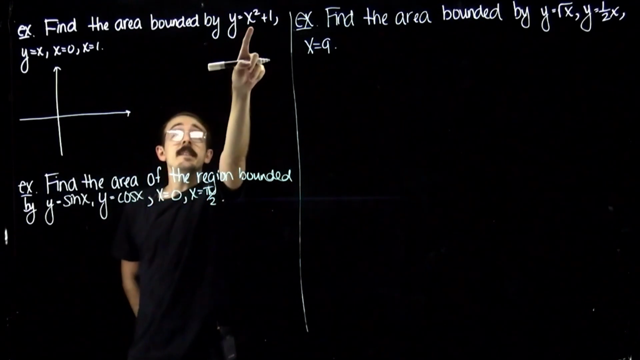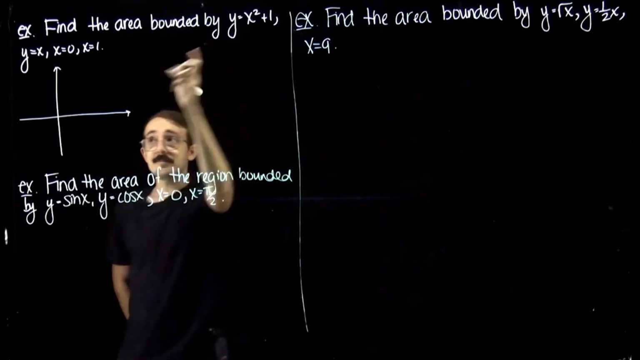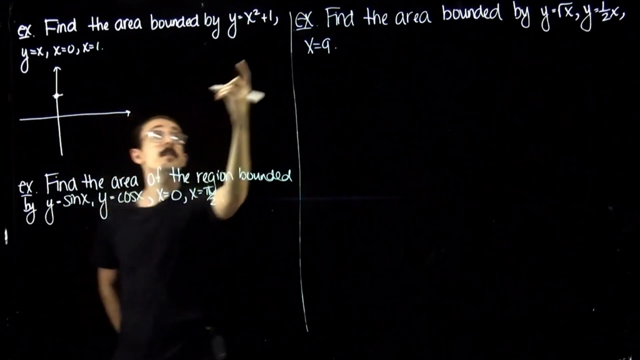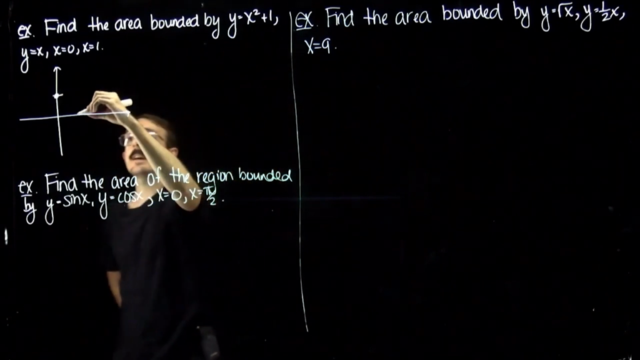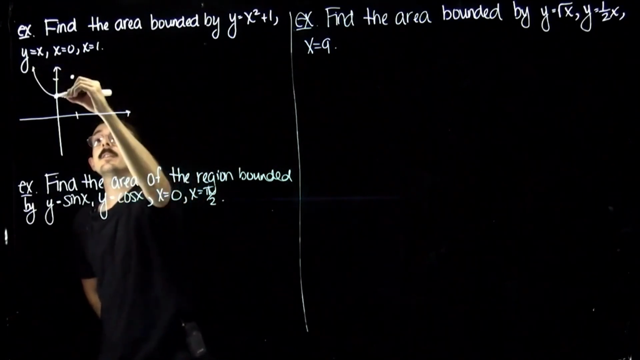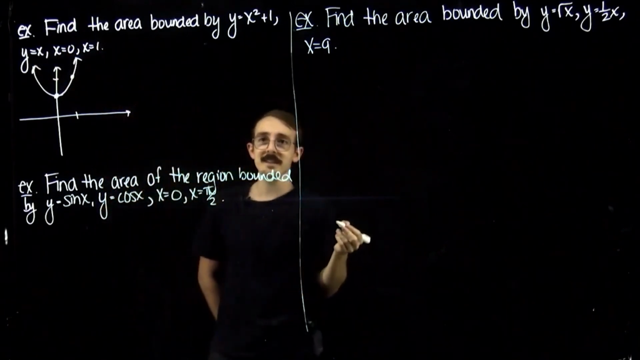So this is a parabola. So you'll know that because you have the x squared here. If you plug in 0, you would get 1. And if you plugged in 1 for x, you would get 2. So I'm going to plot those points. And I'm just going to use the fact that I know from algebra that that's a parabola. So it'll look something like this.